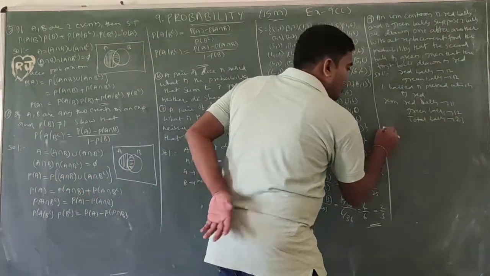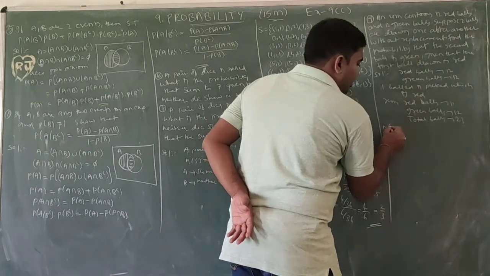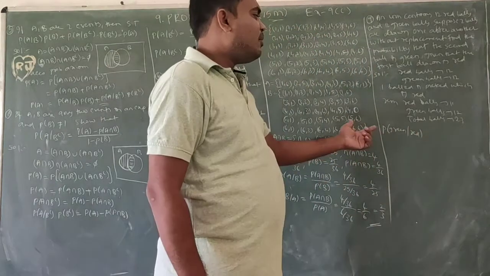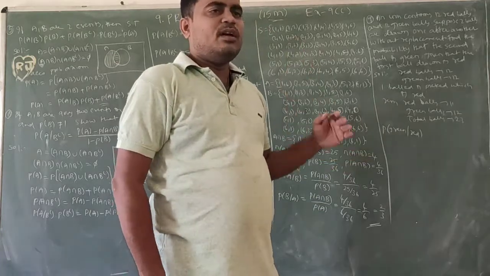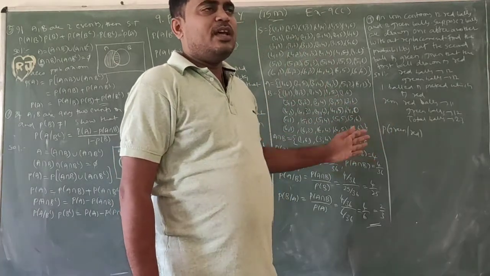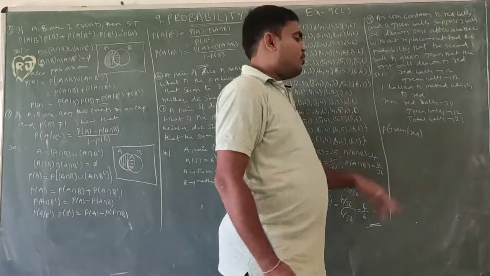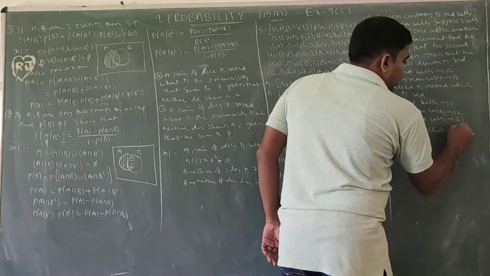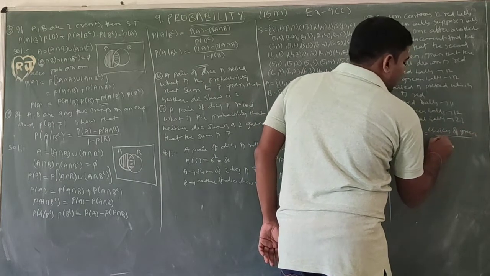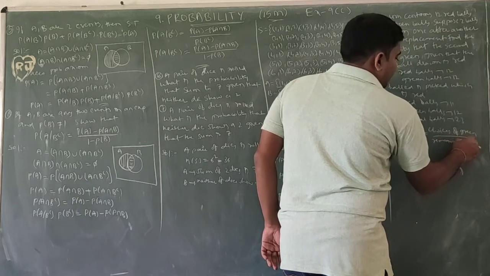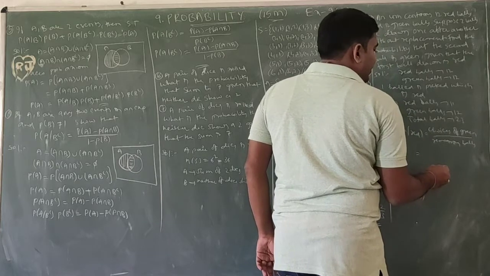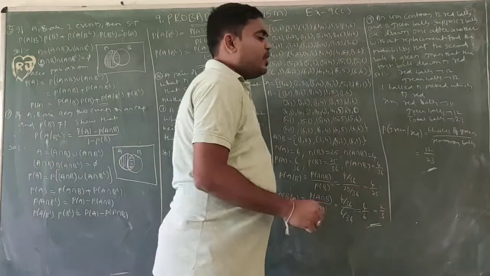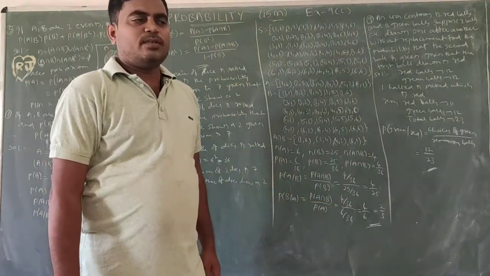So P of green ball given red ball. We are drawing the second ball which is green. So we need the probability of green. Already a red ball had been picked initially. So the probability is the choices of green by the remaining balls. How many choices for green? 12. Remaining how many balls? 23. Probability equal to 12 by 23. Okay, this is the solution. Next question.